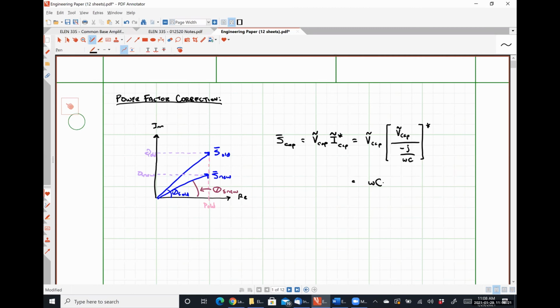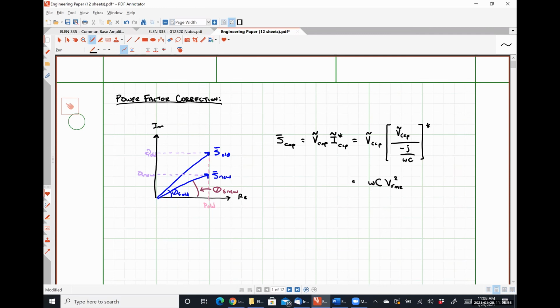I'm going to have my capacitor voltage multiplied by its complex conjugate, which is just going to give me the magnitude of the capacitor voltage squared. This is typically written as just V_RMS squared. And now I have that factor of negative j in the denominator. But when I conjugate it, it's going to be positive j in the denominator. But when I divide by j, it's the same as negative j.